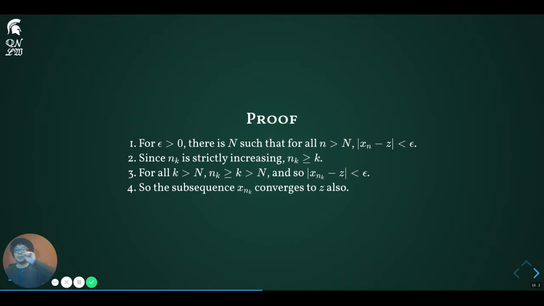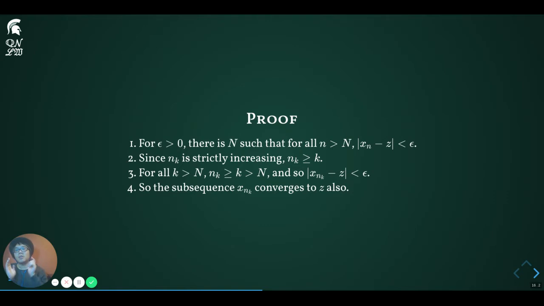The proof is pretty simple. Since x converges to z, we know that for any epsilon positive, there is a natural number capital N, such that for all further indices, x sub n is no more than epsilon away from z. Now, let x sub n sub k be any subsequence. Since n sub k is increasing, we know that n sub k is at least k. Remember, you can skip values when you count for the subsequence, but you cannot reorder or repeat values.